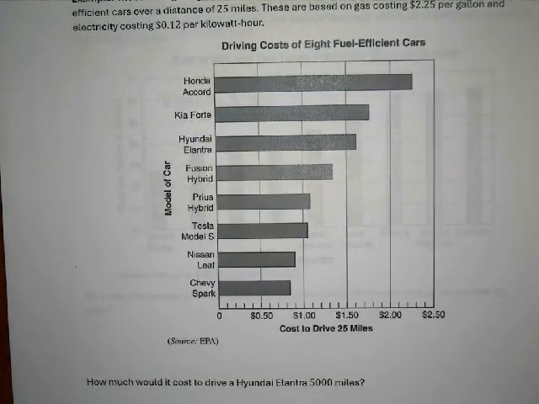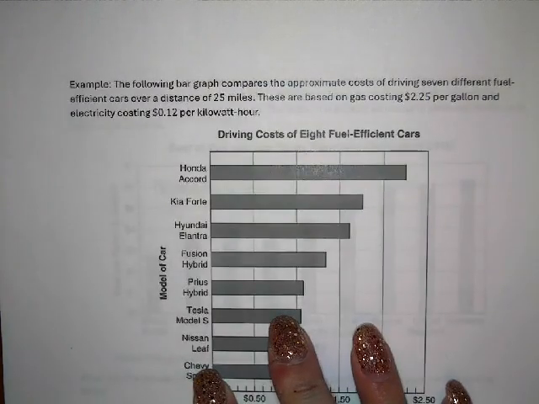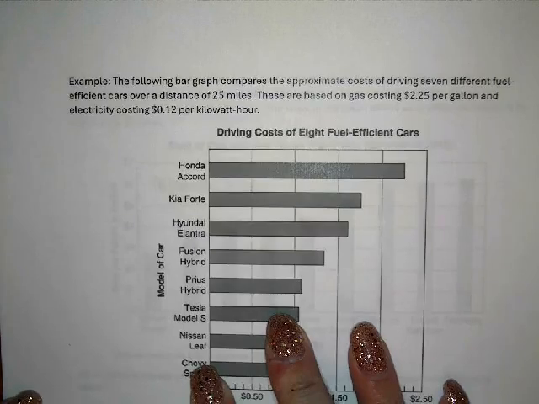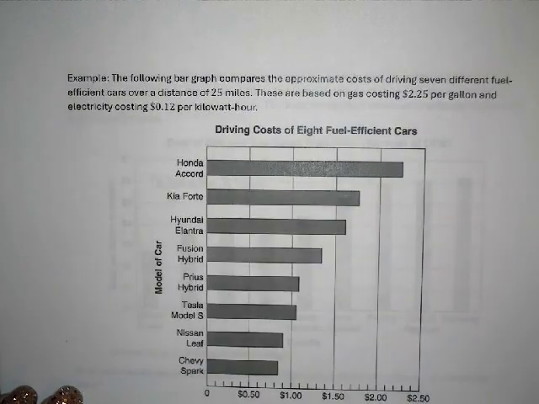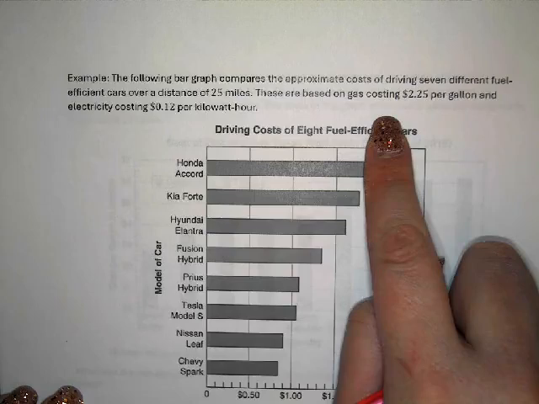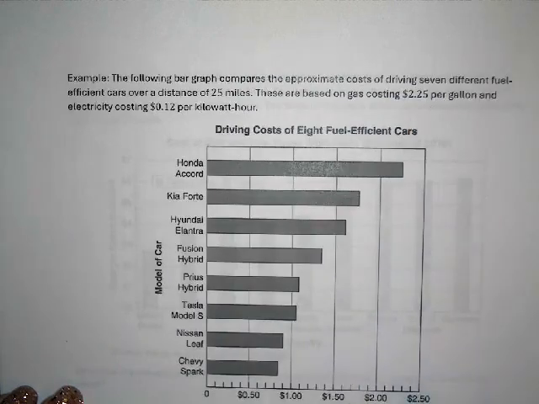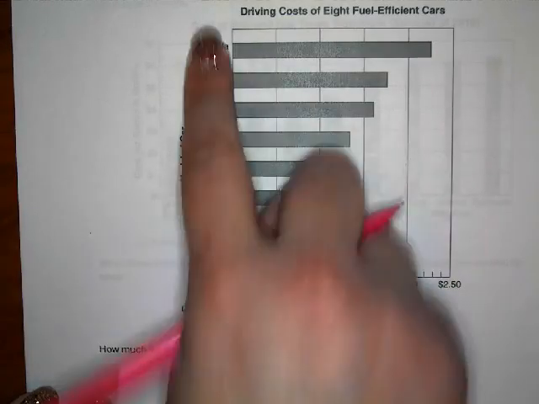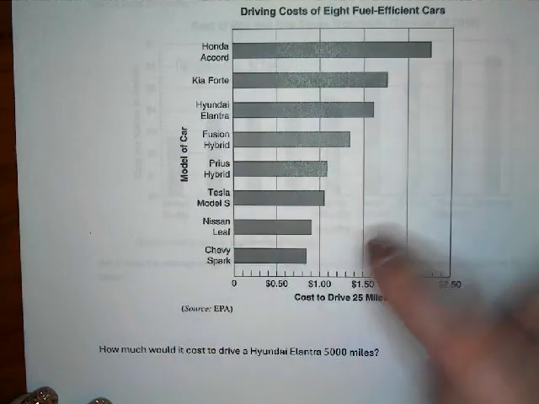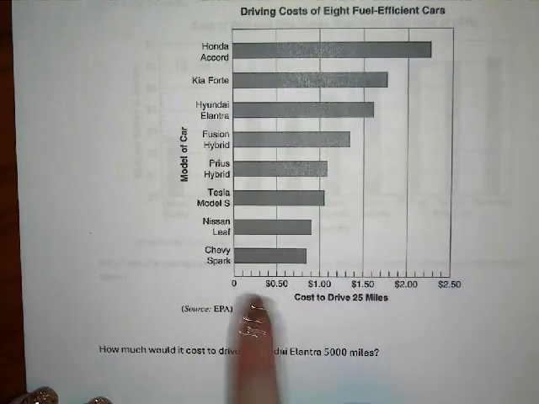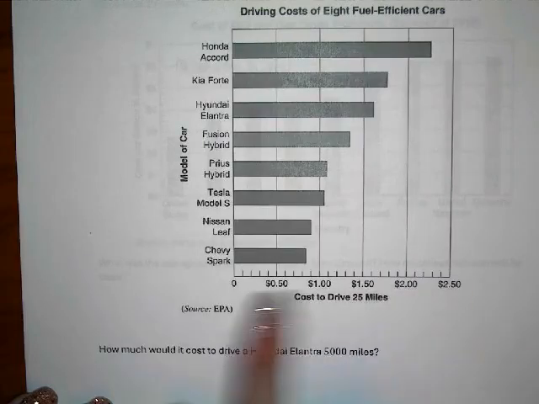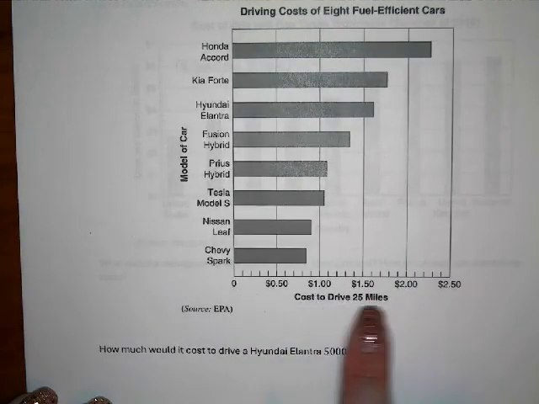All right, for the next one, it says the following bar graph compares the approximate costs of driving 7 different fuel-efficient cars over a distance of 25 miles. These are based on gas costing $2.25 per gallon and electricity costing 12 cents per kilowatt hour. We have a few different types of cars here. On the side, you'll notice that there's spaces in between each one. And across the horizontal axis, we have the cost to drive 25 miles.